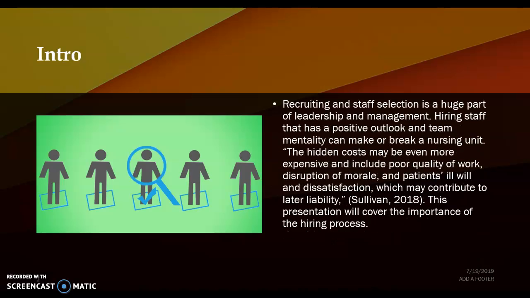So, for my intro, recruiting and staff selection is a huge part of the leadership and management part at LGH or any hospital organization. Hiring staff that has a positive outlook and team mentality can make or break a nursing unit. The hidden costs may be even more expensive and include poor quality of work, disruption of morale, and patients' ill will and dissatisfaction, which may contribute to later liability. This presentation will cover the importance of the hiring process.